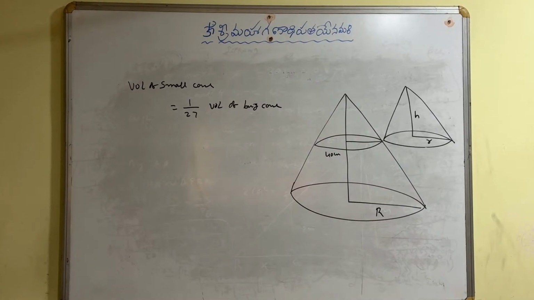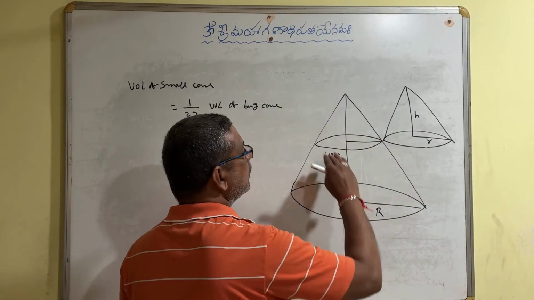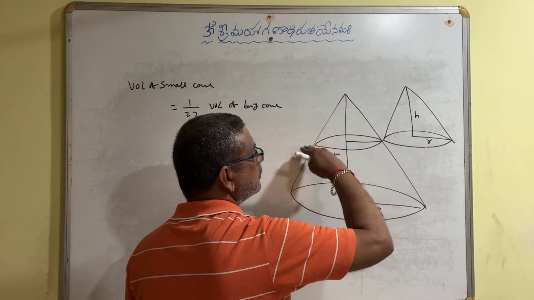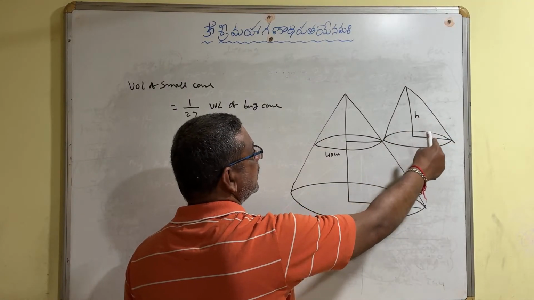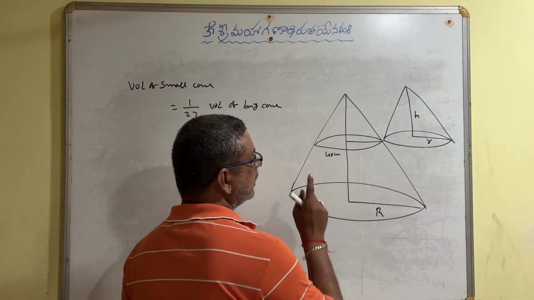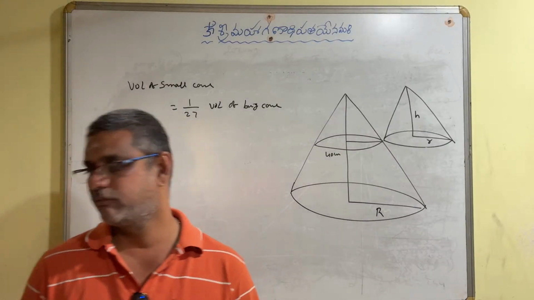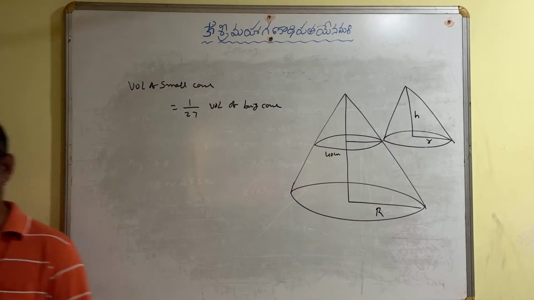Now, what has been done? From the big cone, a small cone was taken out by cutting it, whose height is H and radius is small r. The radius of the big cone is capital R, and height is 40. And what is he asking? If the volume of the small cone is 1/27 the volume of the given cone, at what height from the base was the section made? I will tell you.